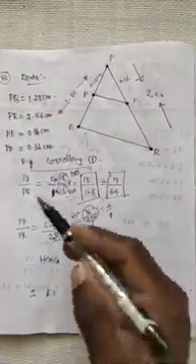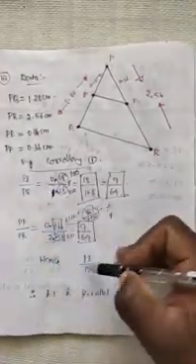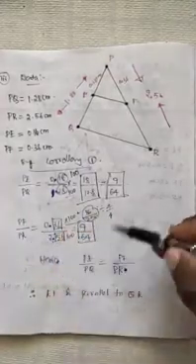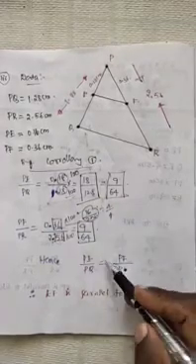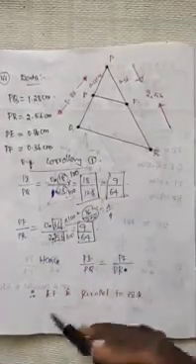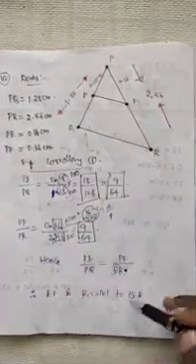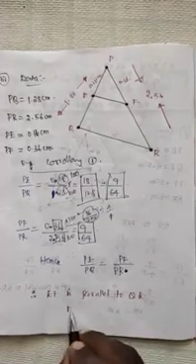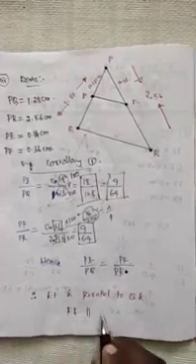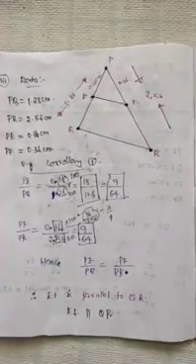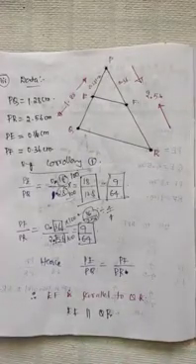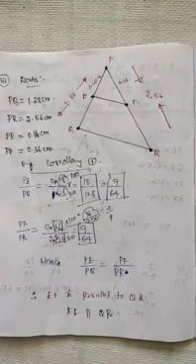Hence we get PE by PQ equals PF by PR by using corollary 1. Therefore EF is parallel to QR. Yes, very good.